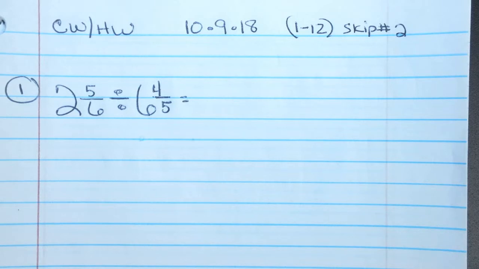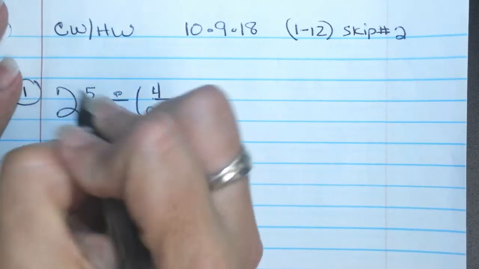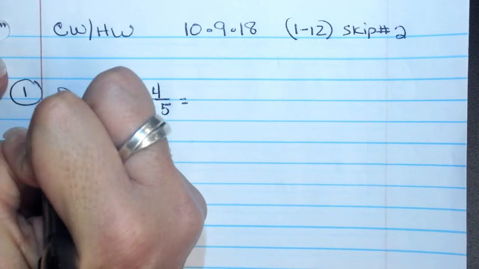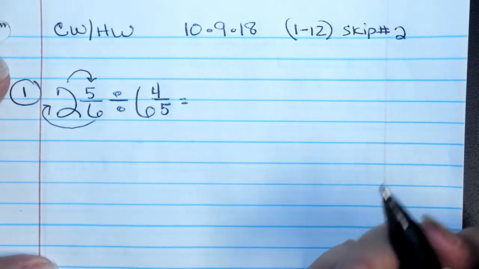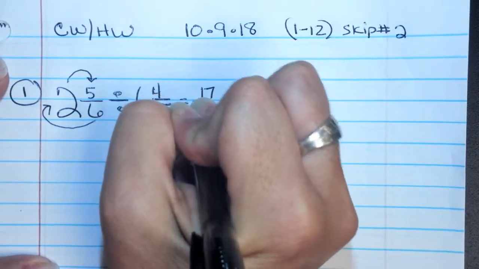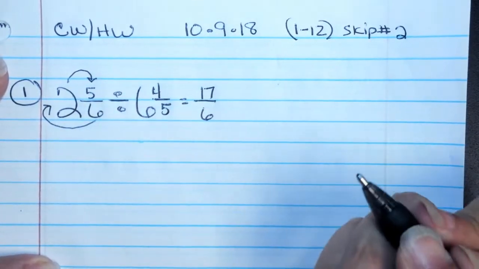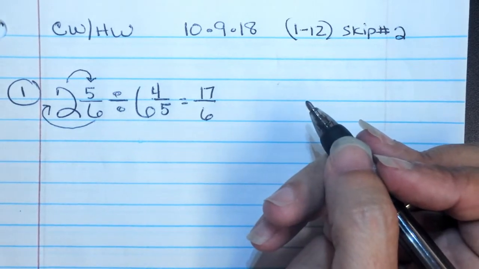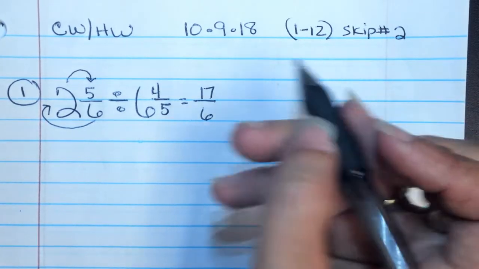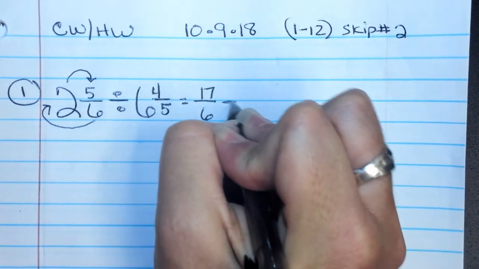Okay, so we need to change these mixed numbers to improper. I was having word problems there for a second. Okay, 6 times 2, 12 plus 5, 17 over 6, right? Everybody see how I got that? Yeah? Okay. Keep the division sign for just a second.